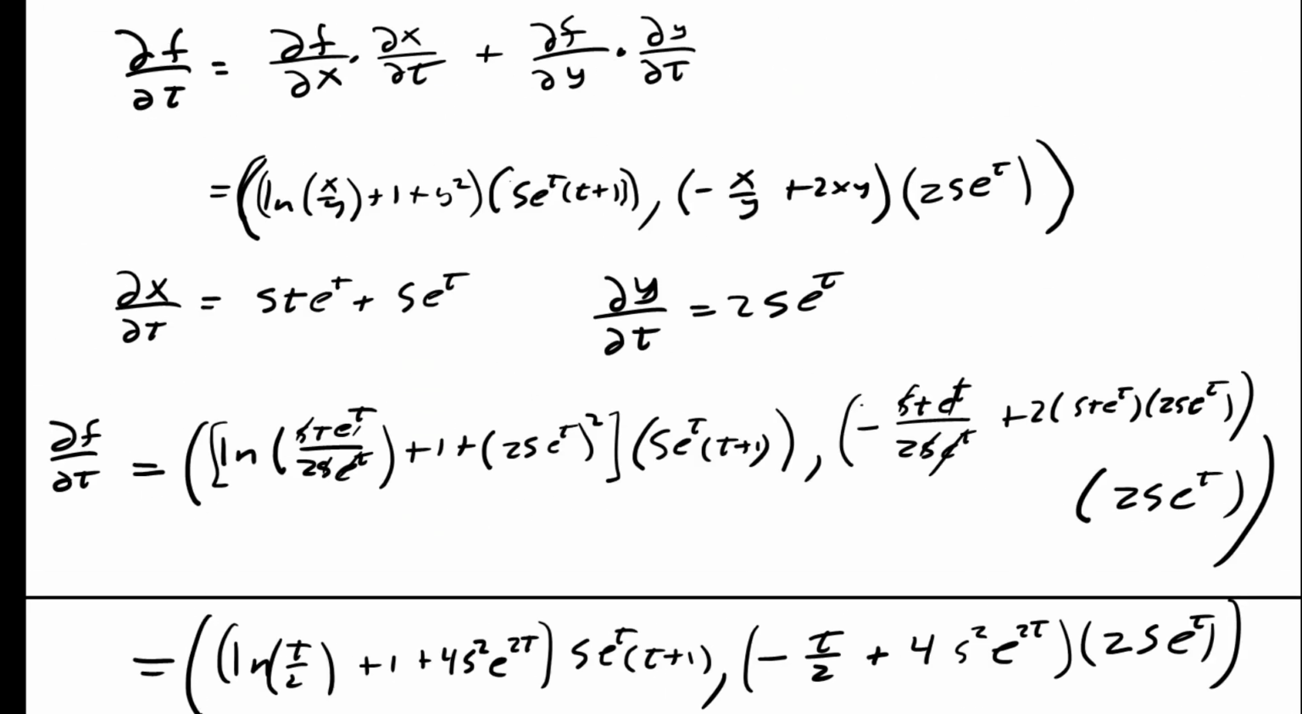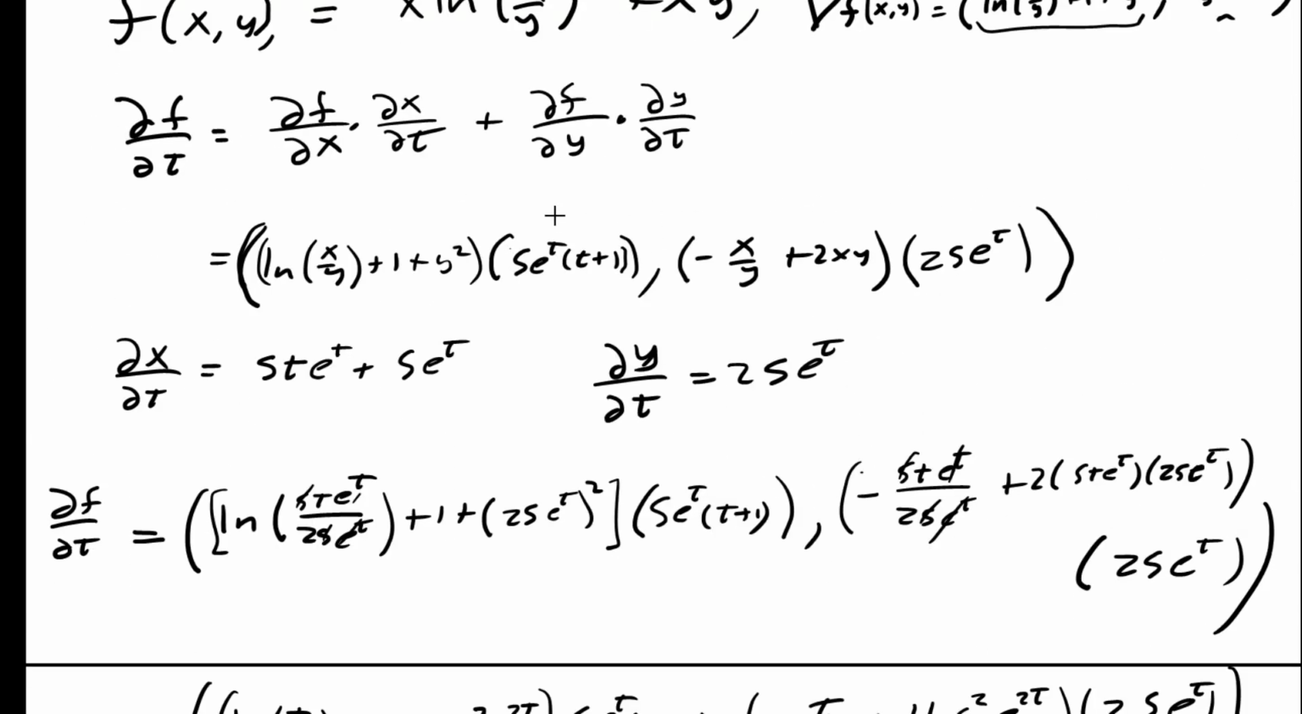Oh, I'm sorry. This is not a vector. This was supposed to be addition. Okay, same thing still holds. But this is not a vector. df dt is not a vector. It's supposed to be plus. So this whole thing is supposed to be added together, right? Because it's df dx, dx dt plus df dy, dy dt.